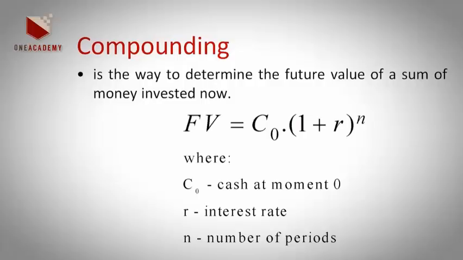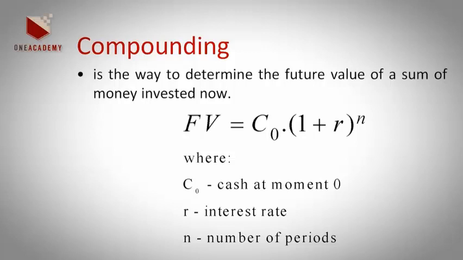So now let's check the formula. Present value, PV, is equal to the cash at the end of period N, and it is multiplied by the so-called discount factor.